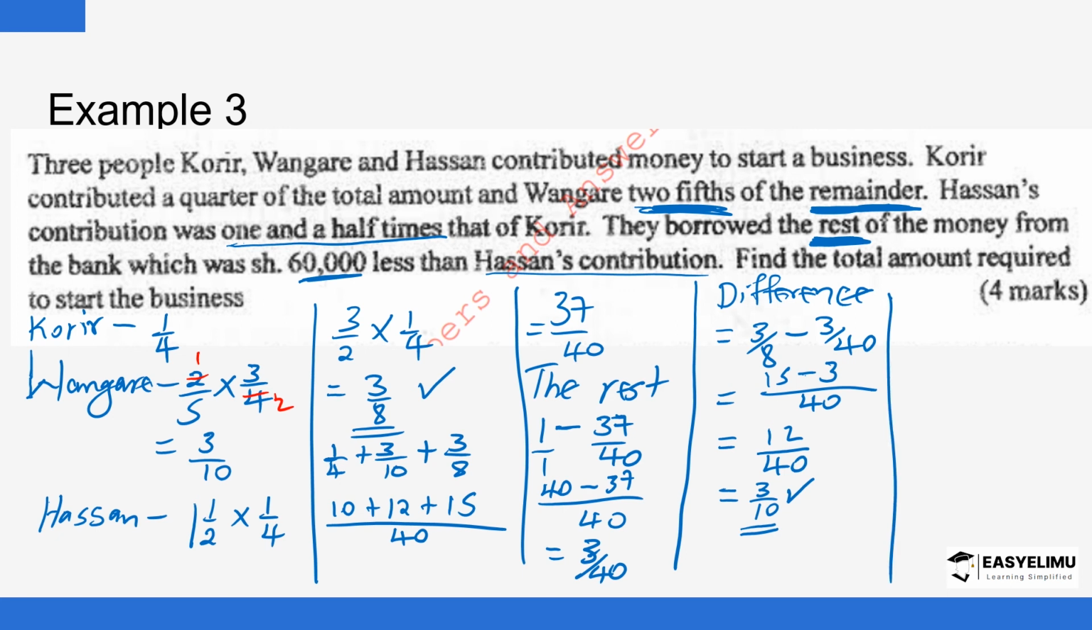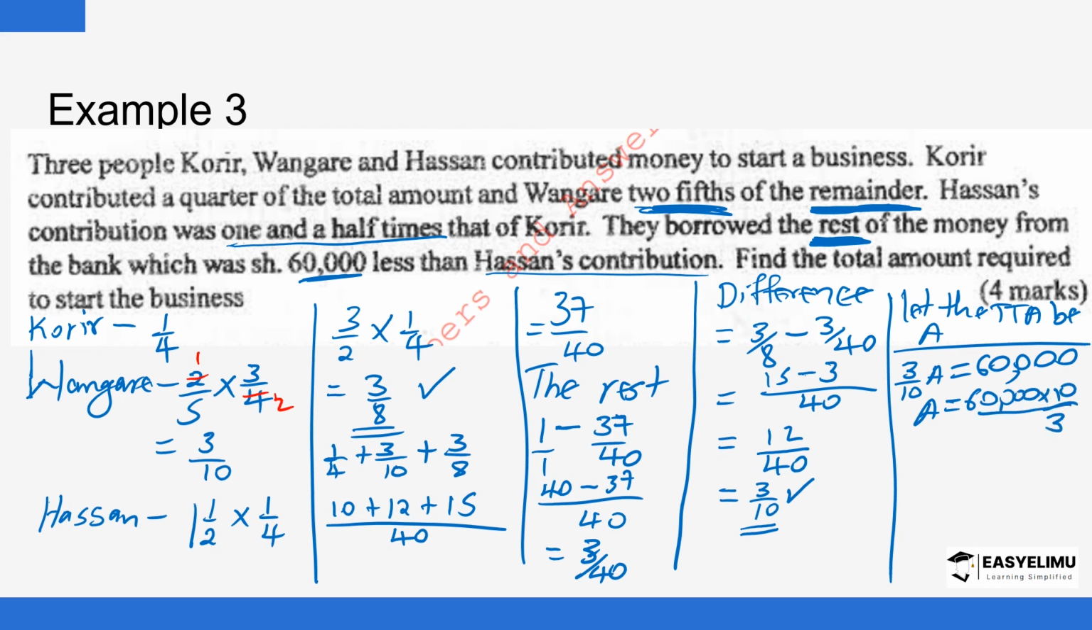So what is the question? Find the total amount required to start the business. So let the total amount be A. So 3 over 10 of A should be equal to 60,000. So how do you get A here? A should be equal to 60,000 multiplied by 10 over 3. So that is going to be 600,000 if you multiply the numerators first, then you divide by 3. So 600,000 divided by 3 is going to be shillings 200,000.